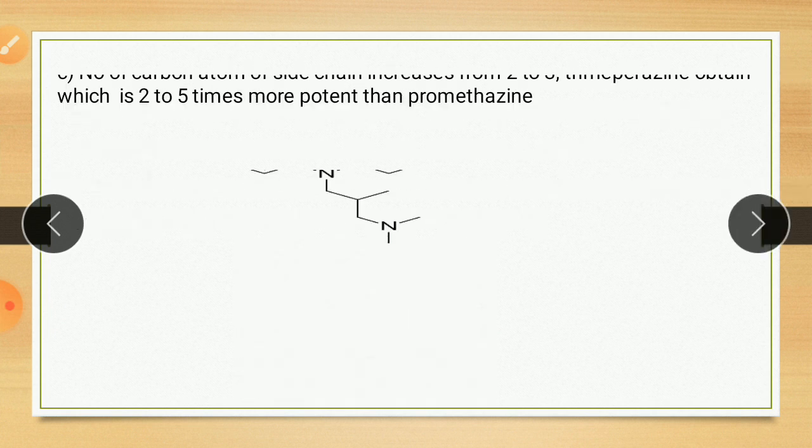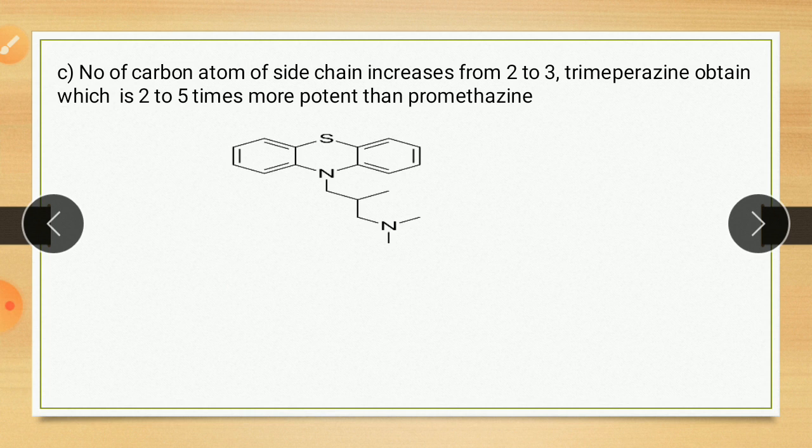Next point, if the number of carbon atoms of the side chain increases from 2 to 3 carbons, trimeprazine is obtained, which is 2 to 5 times more potent than promethazine. So if we increase the number of carbon atoms of the side chain from 2 to 3, we get trimeprazine, which is more potent than promethazine.